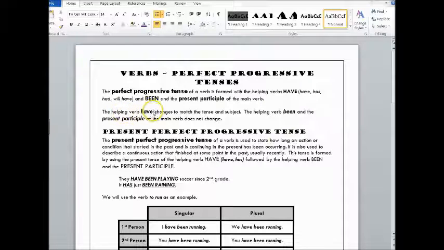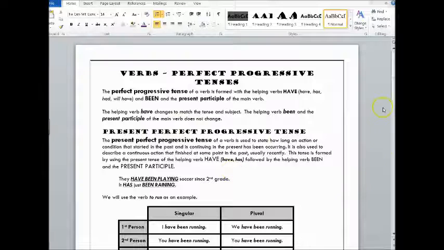The helping verb have is the one that's going to change. So this is the one you change to match your tense, whether you want present, past, or future, and depending on your subject, if it's a singular or plural third-person subject. The helping verb been does not change. It stays the same every time, and the present participle is the form you use every time. That also does not change depending on which tense you want.